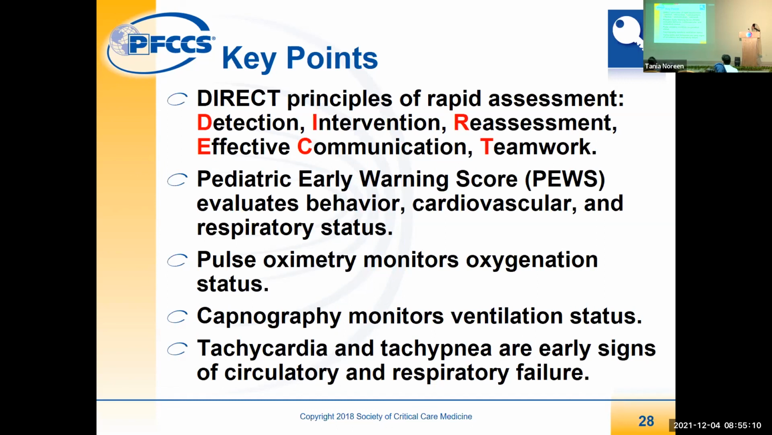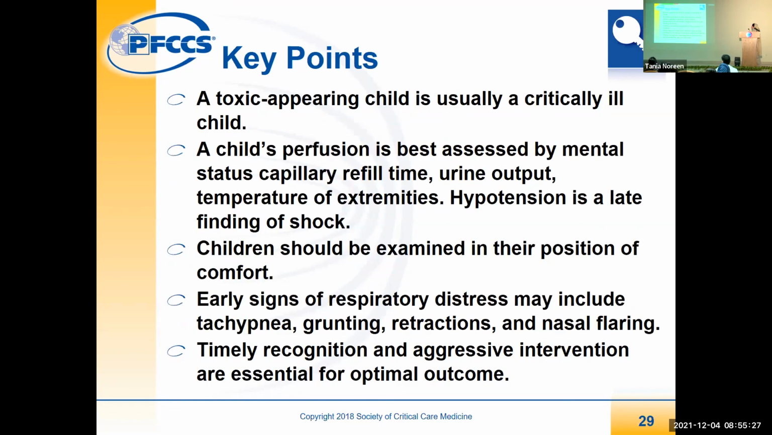Then pulse oximetry monitors the oxygenation status. It does not show the ventilation status. Capnography can monitor the ventilation status. Tachycardia and tachypnea are the early signs of circulatory and respiratory failure. So if your patient is becoming tachycardic, you have to be alert at that moment. There could be something wrong with this patient. Then a toxic-appearing child is usually a critically ill child. So behavior is also very important. Wherever the child is toxic appearing, it means he could be a critically ill child.